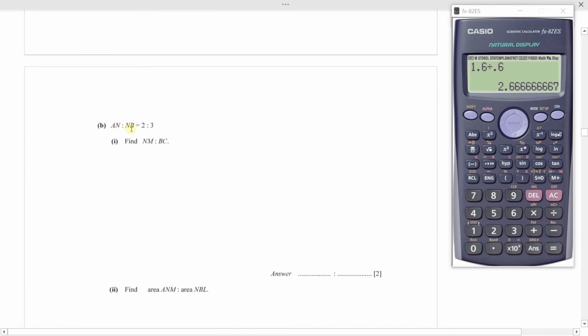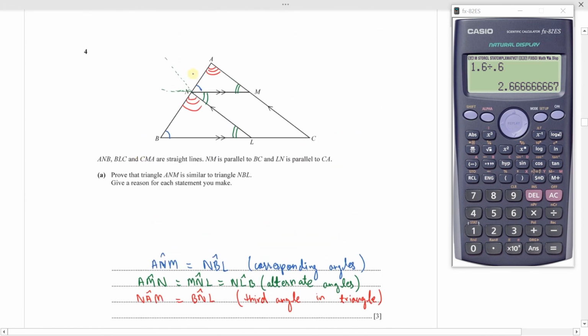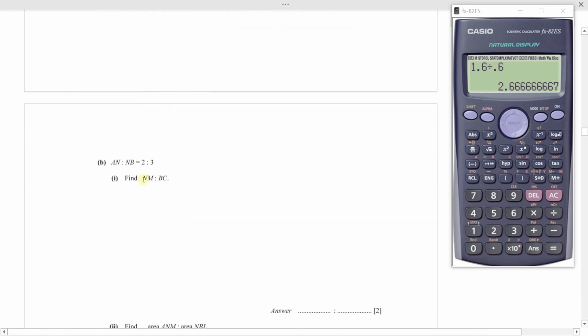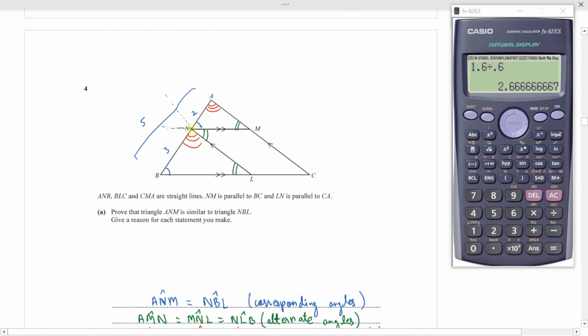Part B is AN ratio NB is 2 ratio 3. So AN, if this is 2, NB is 3, and then this full length will be 5. Find NM ratio BC. So NM ratio BC is what you have to calculate.